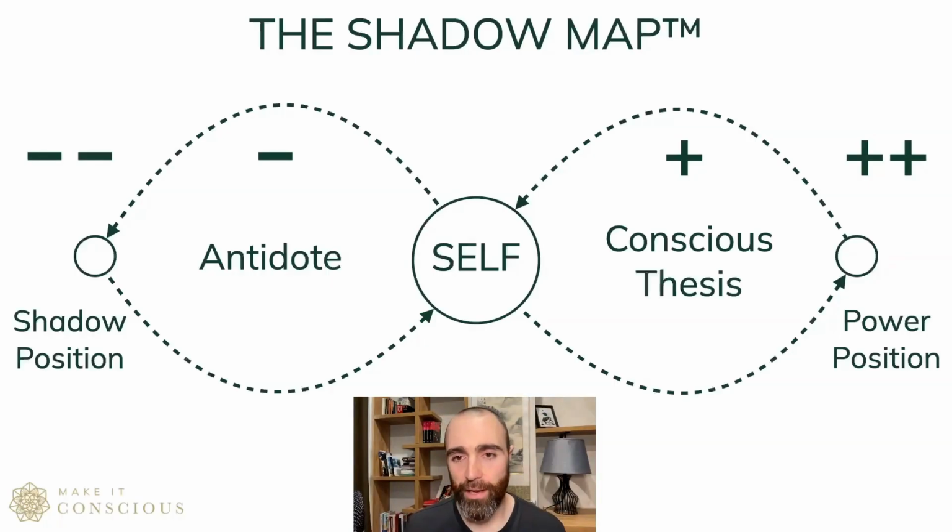So it might be appropriate here just to give another brief introduction to the shadow map itself. Not too much theory here. Let's just talk about what this actually does and how you can apply this and why it's useful. Like I said, it's really a simple map of inner dynamics. And the first thing that it maps is duality.